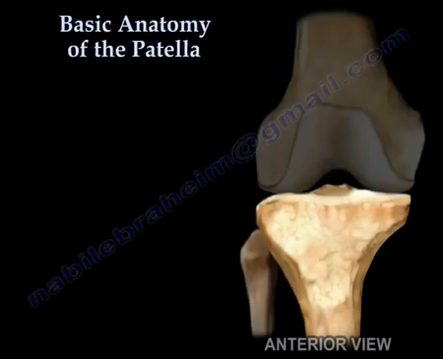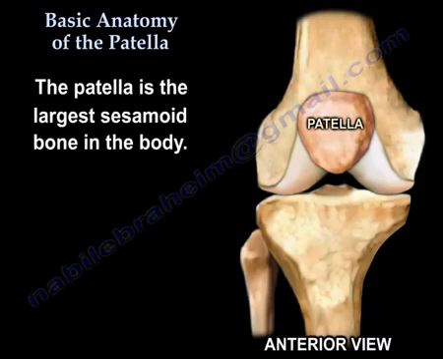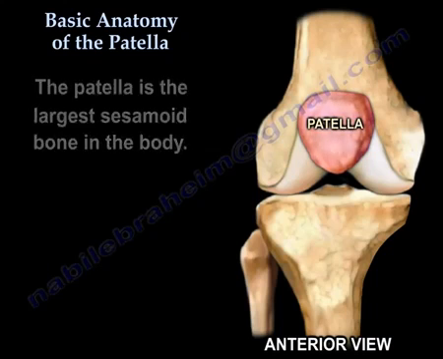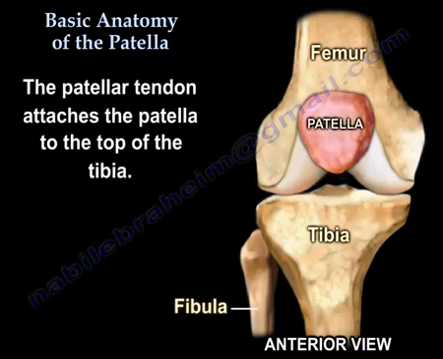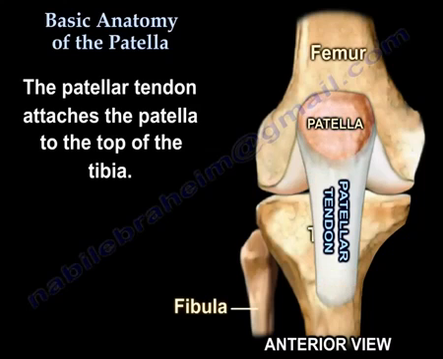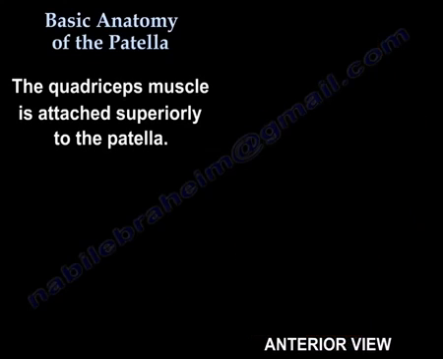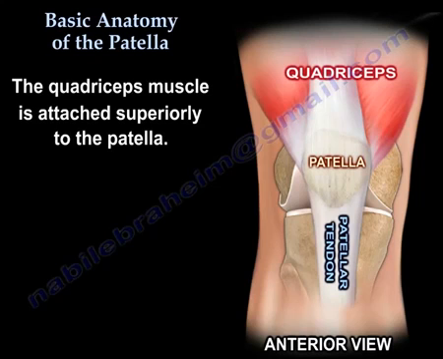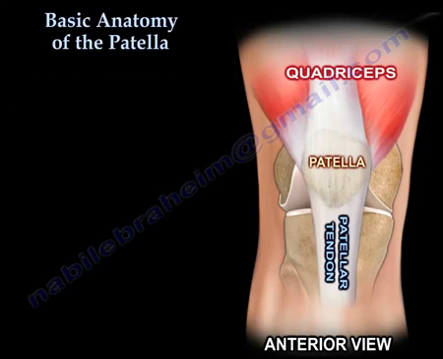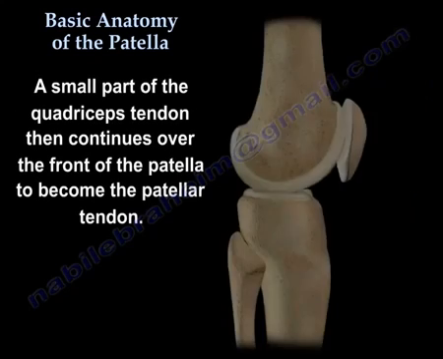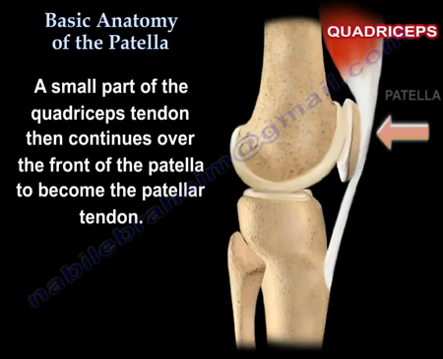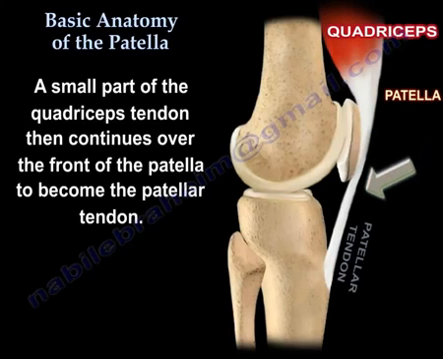Anatomy of the patella. The patella is the largest sesamoid bone in the body. The patellar tendon attaches the patella to the top of the tibia. The quadriceps muscle is attached superiorly to the patella. A small part of the quadriceps tendon then continues over the front of the patella to become the patellar tendon.